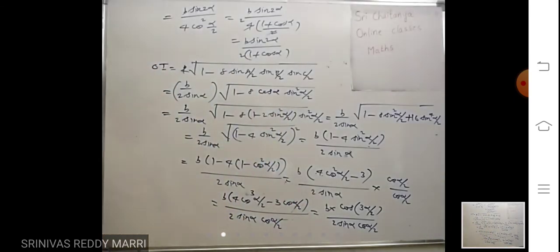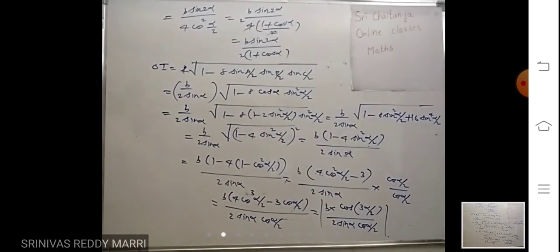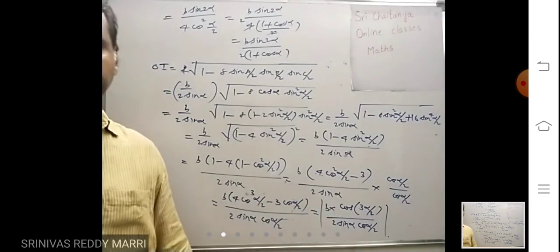That is the answer. Modulus is given because length must always be positive. That is option D. That is also correct.